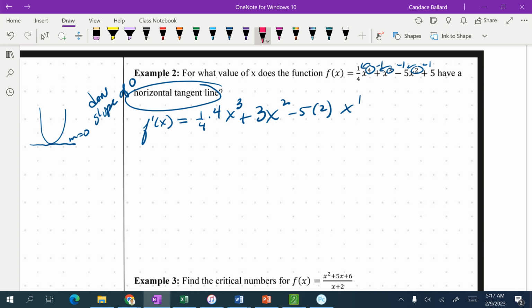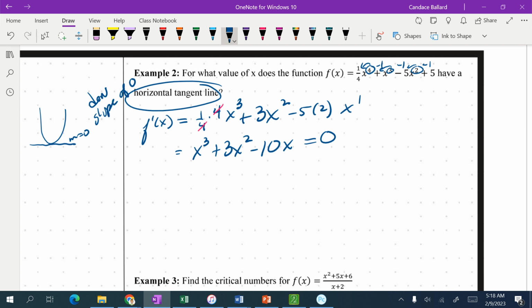We're going to simplify this a little bit, so my 4's cancel. And I get x cubed plus 3x squared minus 10. Let's see here. I lost an x, didn't I? 10x. Okay, I'm going to set that equal to 0 because tangent line means my slope is equal to 0.